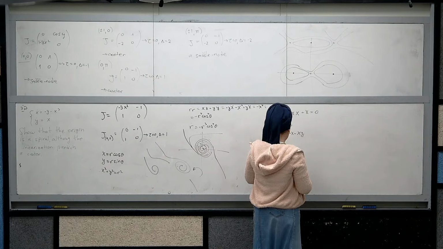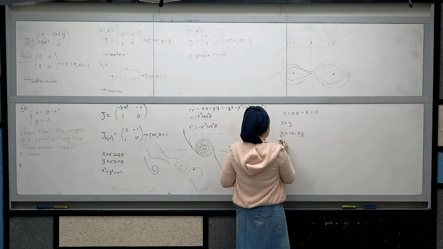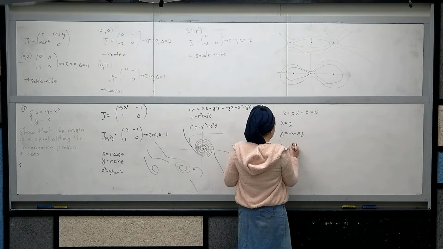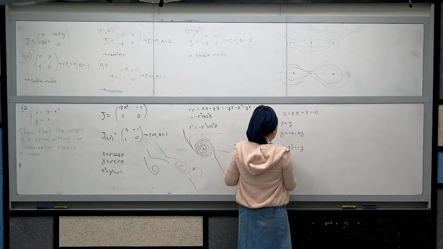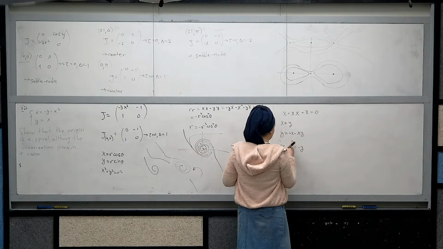Okay, so we have x, f of x, and minus y. It will be minus y. And why do we have a problem here?